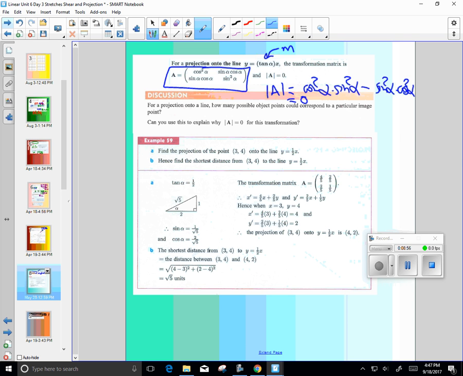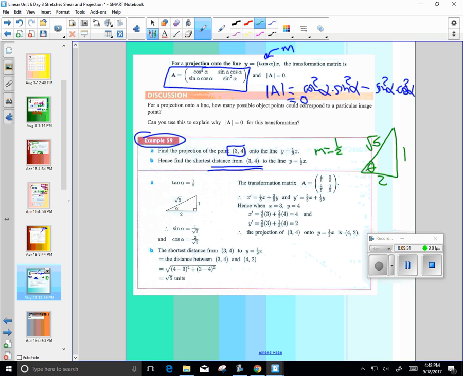Okay, finding the projection of a point. I'm going to do an example here using that formula. We're going to find the projection of the point 3, 4, and then we're going to find the shortest distance of that point to the line. I love this because it ties into what we did before with vectors. The slope is 1/2. So if I make a triangle here, opposite over adjacent is 1, 2, we know that the hypotenuse will be the square root of 5.